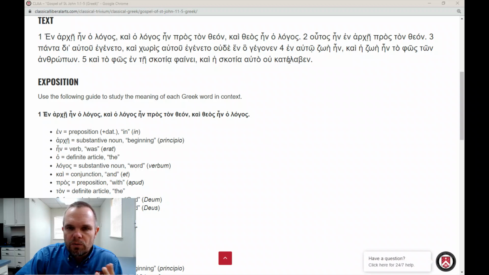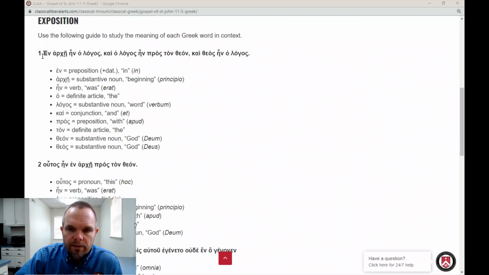Now, once you get through reading the text, we then learn the meaning. You see the exposition here. We learn the meaning one word at a time. I provide the information that you need to understand the meaning of every word in the text. There's nothing that you need to look up in a dictionary or anything like that. Everything is provided for you right here.